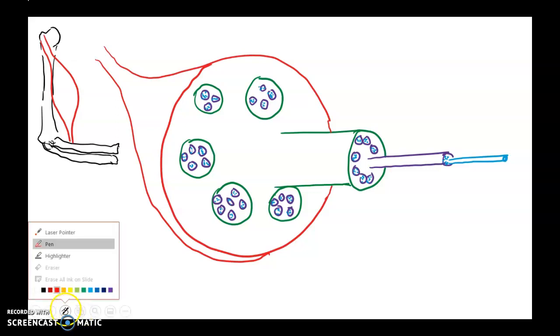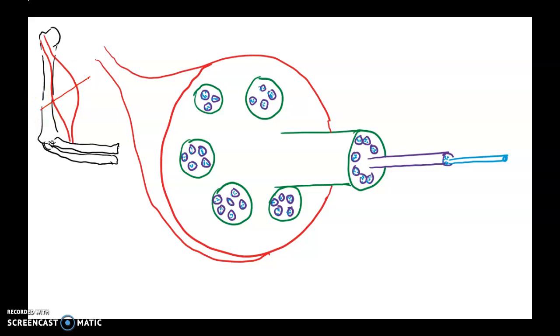Now let me change color. Now let's say we make a transverse section or a cross section through the muscle, and you look at it, you see multiple bundles. So right here, the red part is muscle. That's your entire muscle. And if you zoom in, you do see multiple green circular bundles, right? These green bundles are called fascicles.